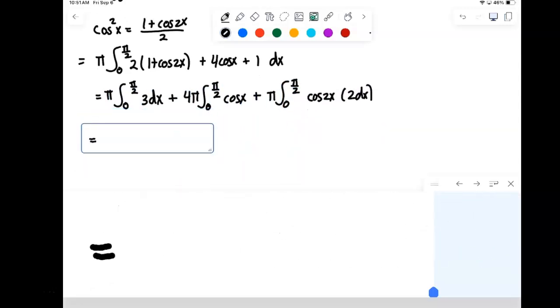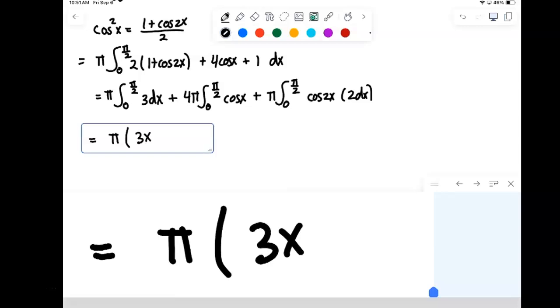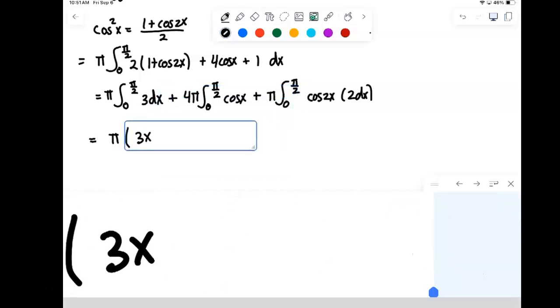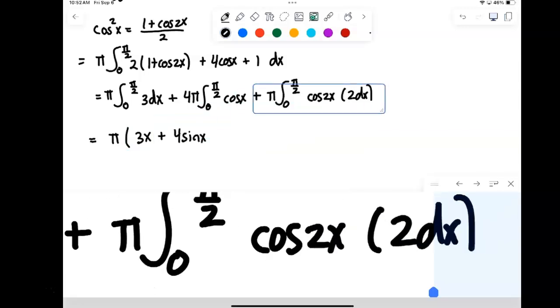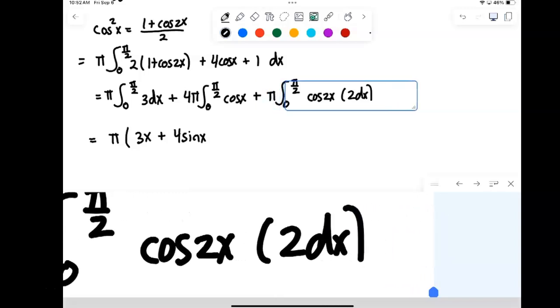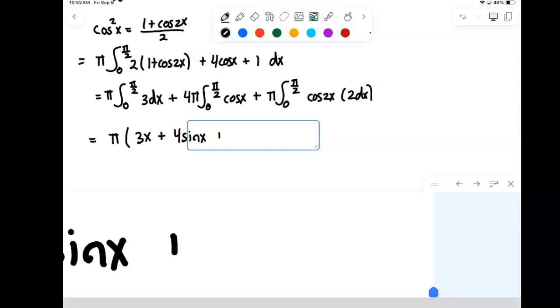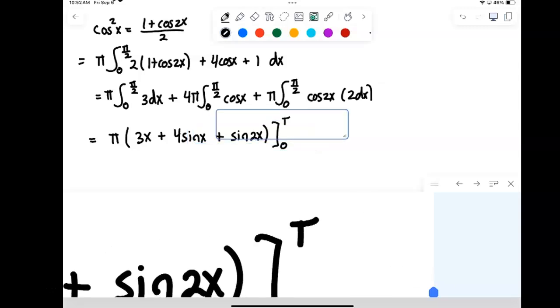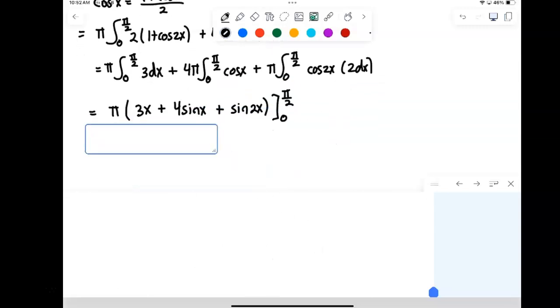So when I work that out, I will have pi on the outside, 3x. Integral of cosine is sine, and that's going to have the 4 with it, so that's just going to be 4 sine x. And then finally, cosine set up and ready to go through, so that's going to be just plus sine of 2x. And this is all going to be evaluated between 0 and pi over 2. Okay, so then we just start to compute that.